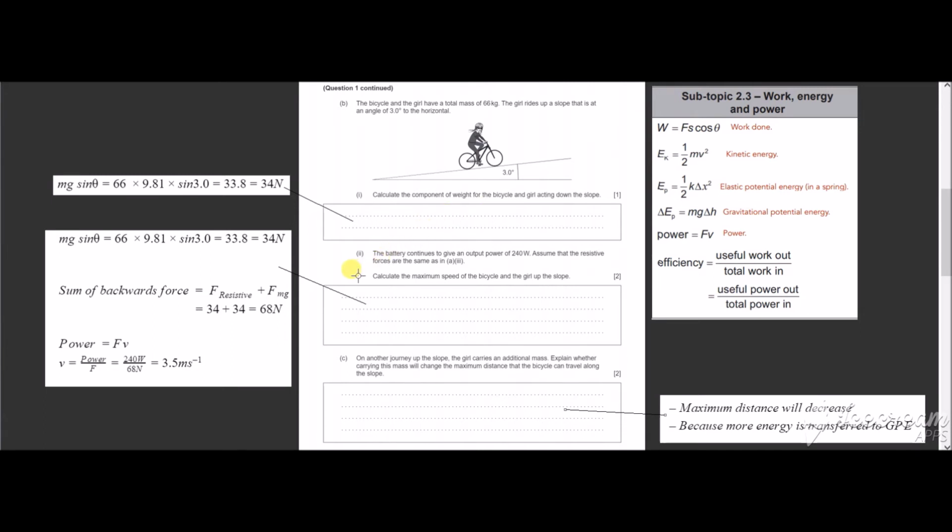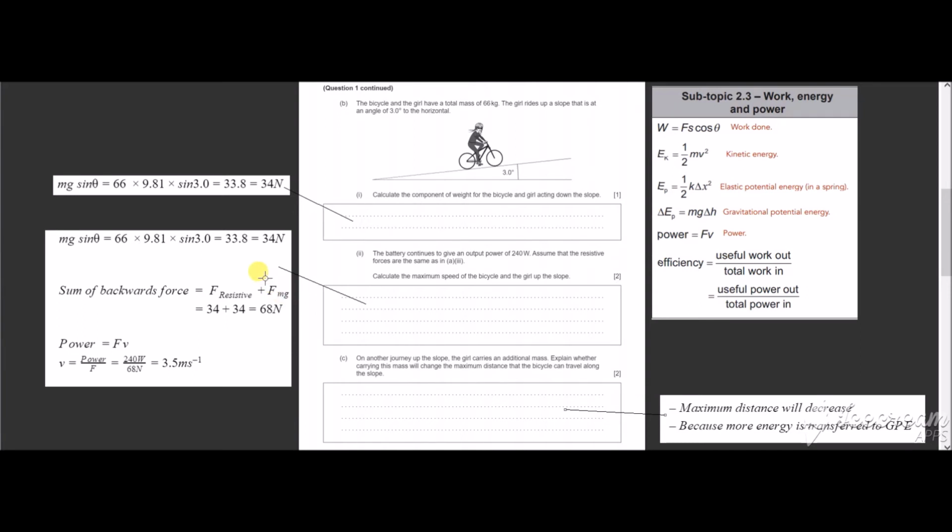And as for question 2, the battery continues to give an output power of 240 watts. Assume that the resistive forces are the same as in question A3. Calculate the maximum speed of the bicycle and the girl up the slope. So to solve this question, the sum of the backwards forces is going to be equal to the resistive force plus the force of mg.